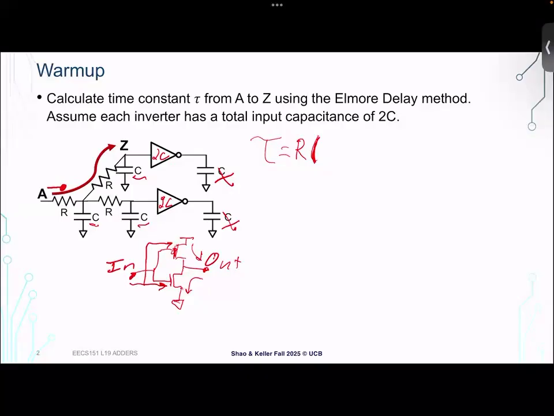So this downstream cap of the first stage is just 7C, right? These 3 capacitors in front plus the 2 inverters. And then we'll keep walking along our tree. We hit another resistor here. Now downstream of this, there's just this remaining capacitor plus the 1 inverter. So we get R times 3C. And so 10RC is our final time constant when we get to node Z.